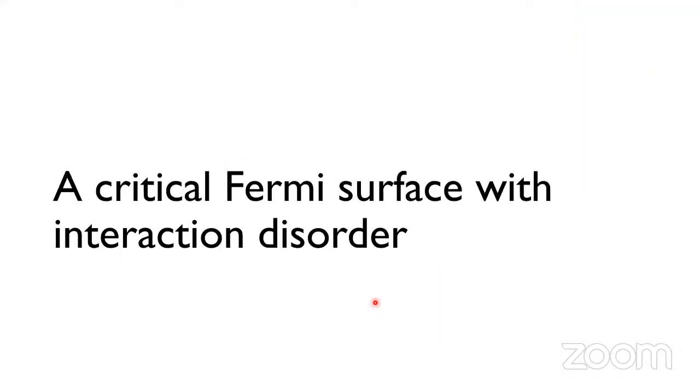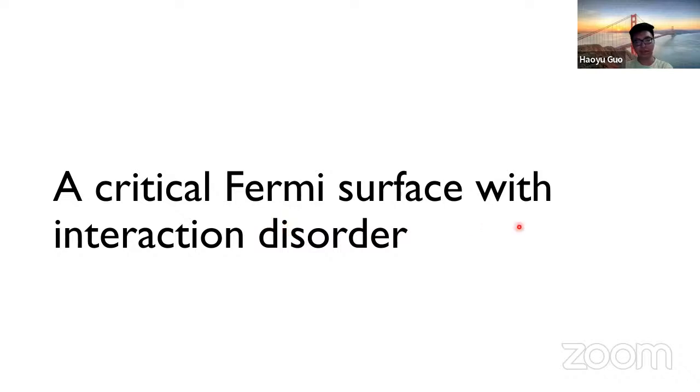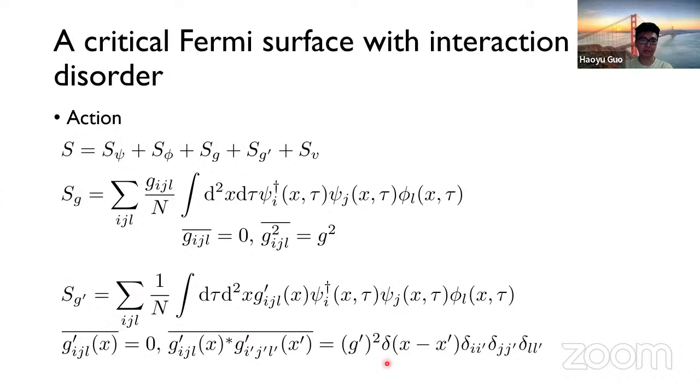So finally, let me mention the last theory which Avishka talked about in February. I will not say too much about it. It's a Fermi surface with interaction disorder. Now we have two kinds of Yukawa couplings. The first one is the previous one, which is translationally invariant, and there is a second type which has some disorder in space. So it's a Gaussian random model, both in flavor and real space.